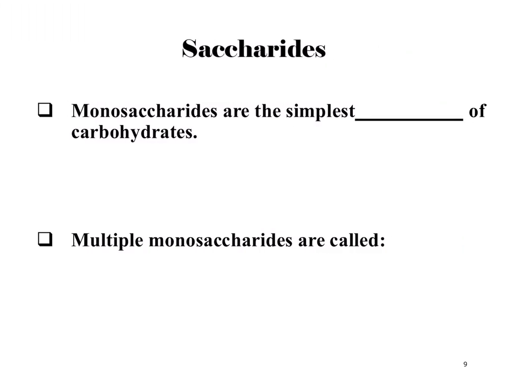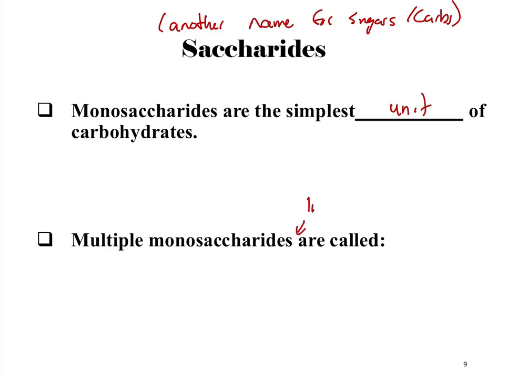So another name for carbohydrates is saccharides. Right, so this is another name for sugars slash carbs. And monosaccharides are the simplest unit of a carbohydrate. So this is a single carbohydrate, like the ones we were looking at, identifying before. Those would be classified as monosaccharides because it's a single carbohydrate molecule. We can have multiple monosaccharides that are linked together with glycosidic bonds.